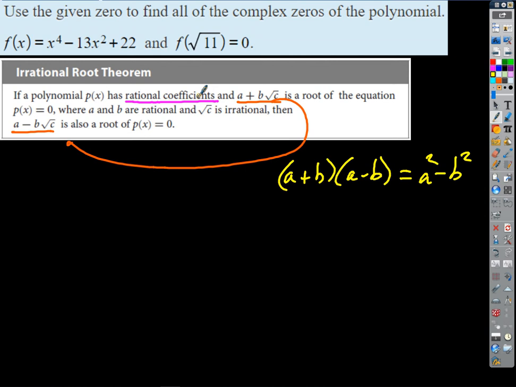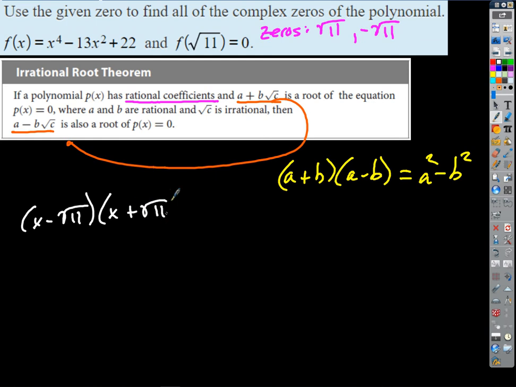If I know that radical 11 is a 0, so let's keep a list of our zeros again. What has to go with it? Negative radical 11. Right? And I could turn both of those zeros into factors. What would the factors be? x minus radical 11 would be one of them, right? And the other one would be x minus negative radical 11, which is x plus radical 11.